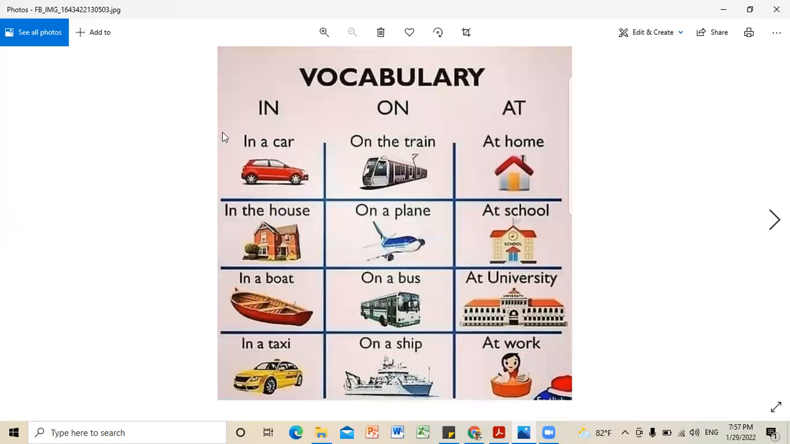So you might have noticed that when we are at some place, we use these three words: in, on, and at, right?